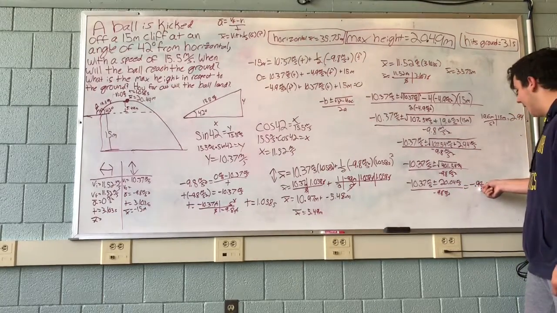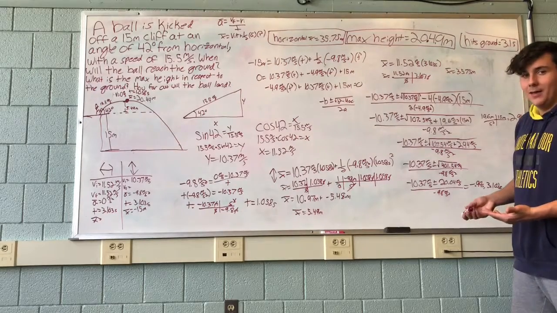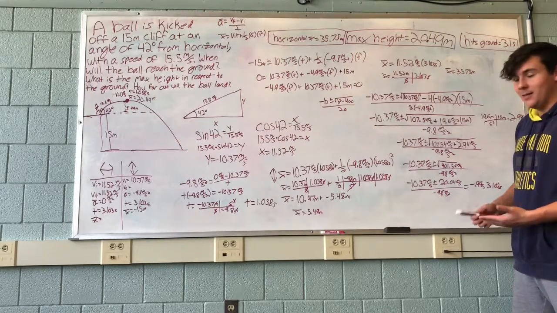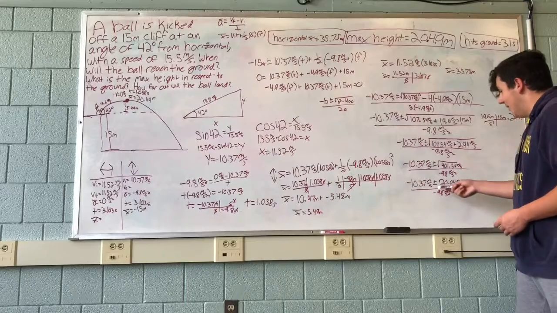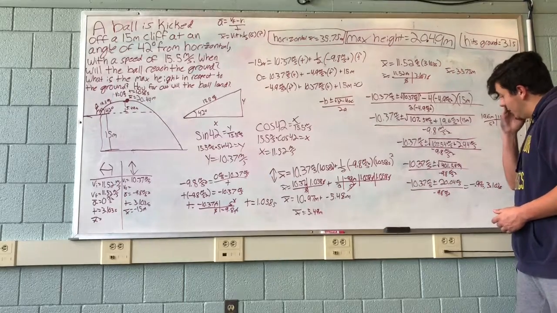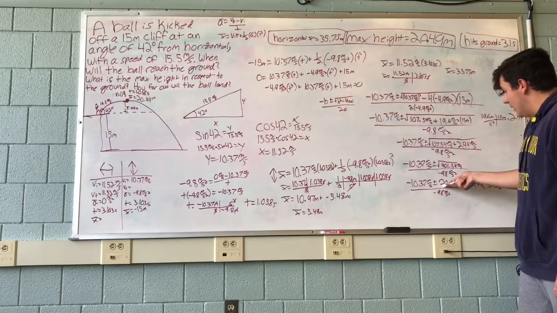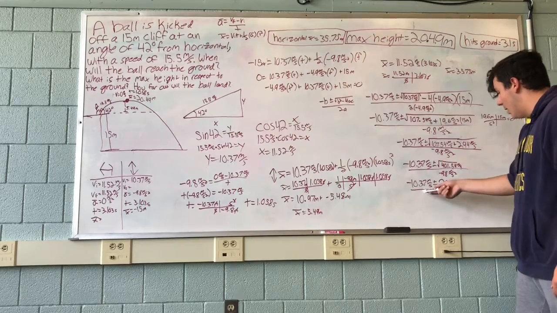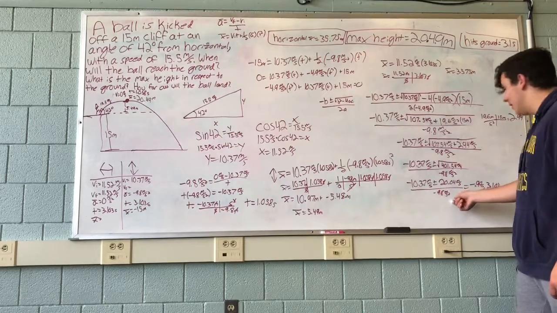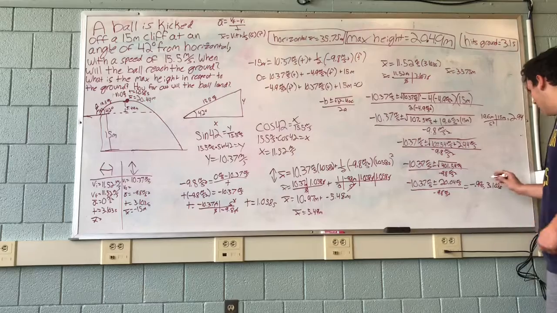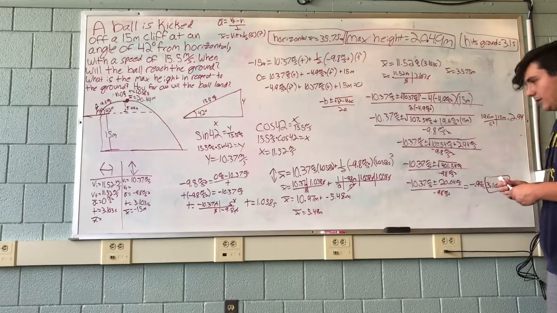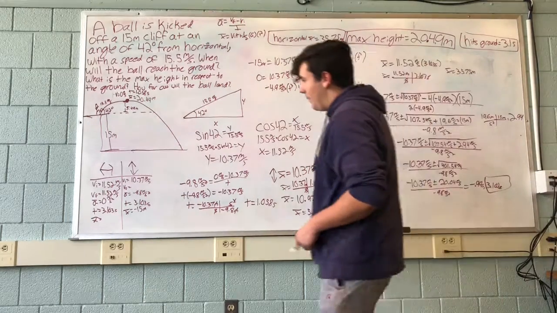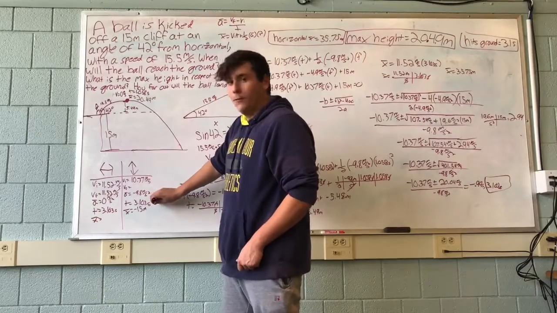So negative 10.37 meters per second plus 20.04 meters per second over negative 9.8 meters per second squared gives you negative 0.99. And you can't have a negative time, because that means you're going back in time. You can't do that. So negative 10.37 meters per second minus 20.04 meters per second over negative 9.8 meters per second squared gives you a positive value of 3.103 seconds. Just bring that back over here. That's the time to solve for vertically.